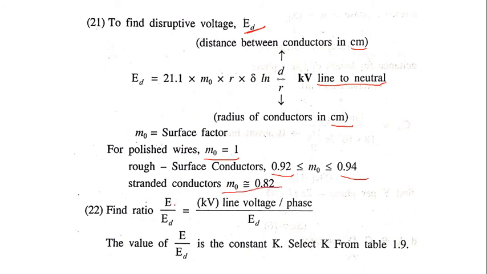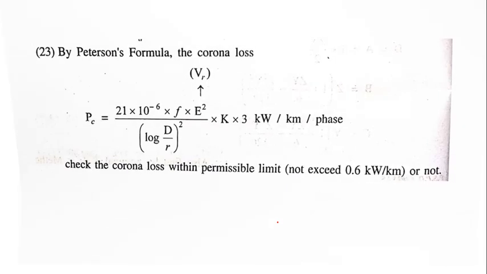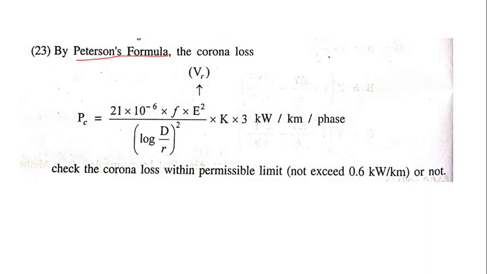Now finding the ratio of E by ED, that is line voltage per phase divided by the disruptive voltage, the value of E by ED, that is the K, that we already saw in the previous equations. Okay, that is the equation of coronal loss. Now from the table we are going to find the Peterson's formula, that is 21 into 10 raised to minus 6 F E square divided by log D by R whole square into K into 3, because of the 3-phase line, kilowatt per kilometer per phase. And check whether the coronal loss is within the permissible limit or not, and it should not exceed the value of 0.8 kilowatt per kilometer.